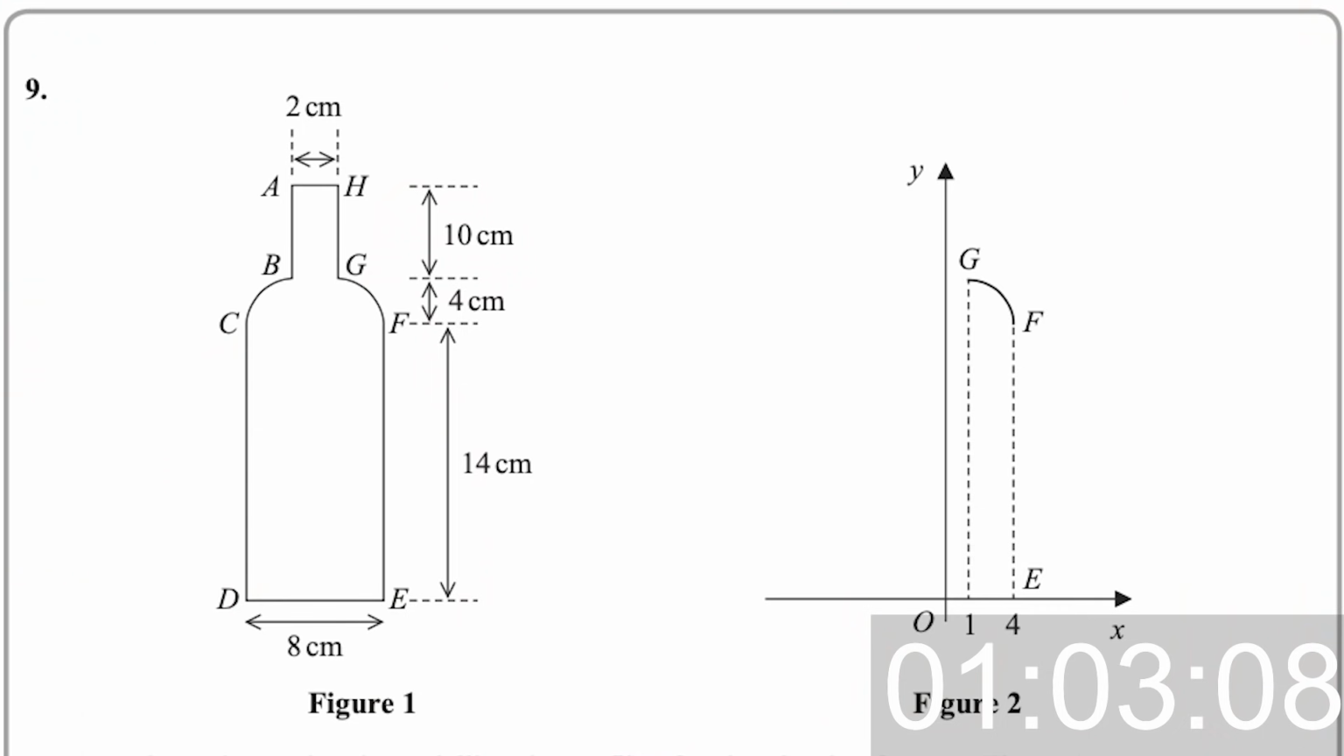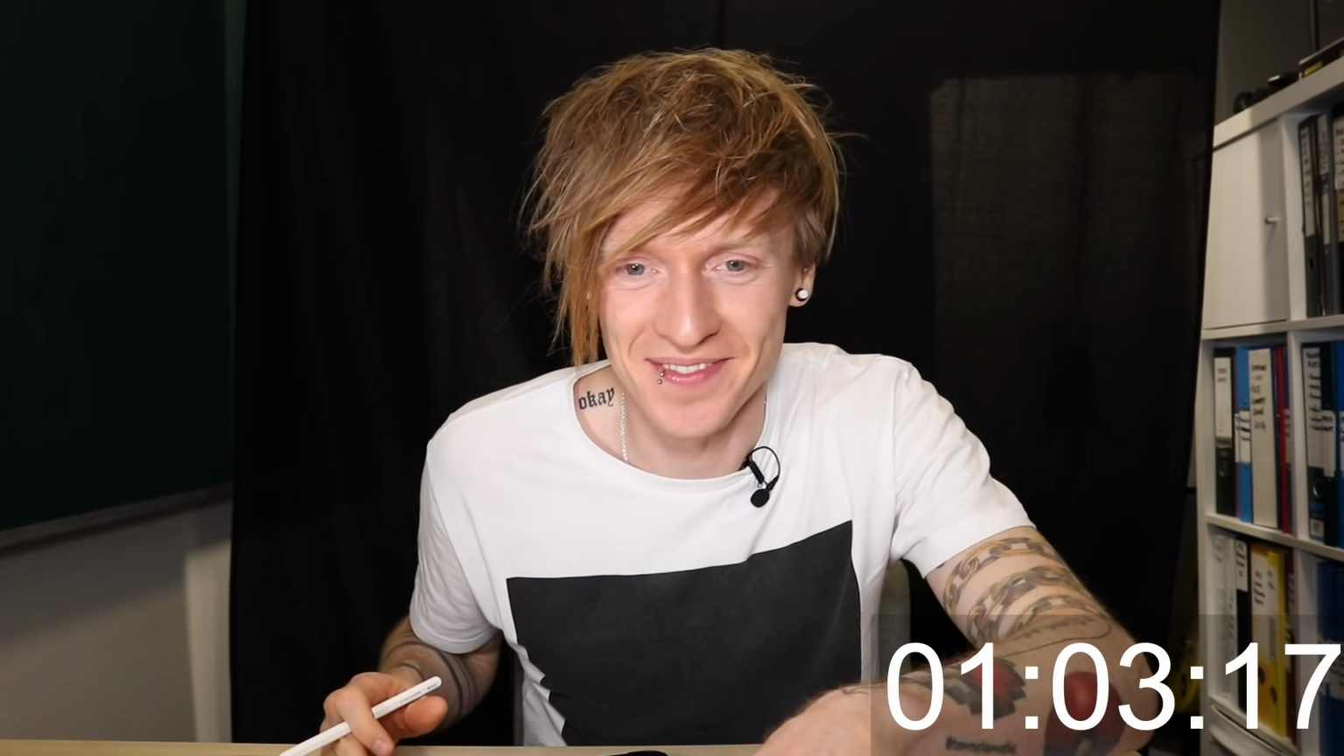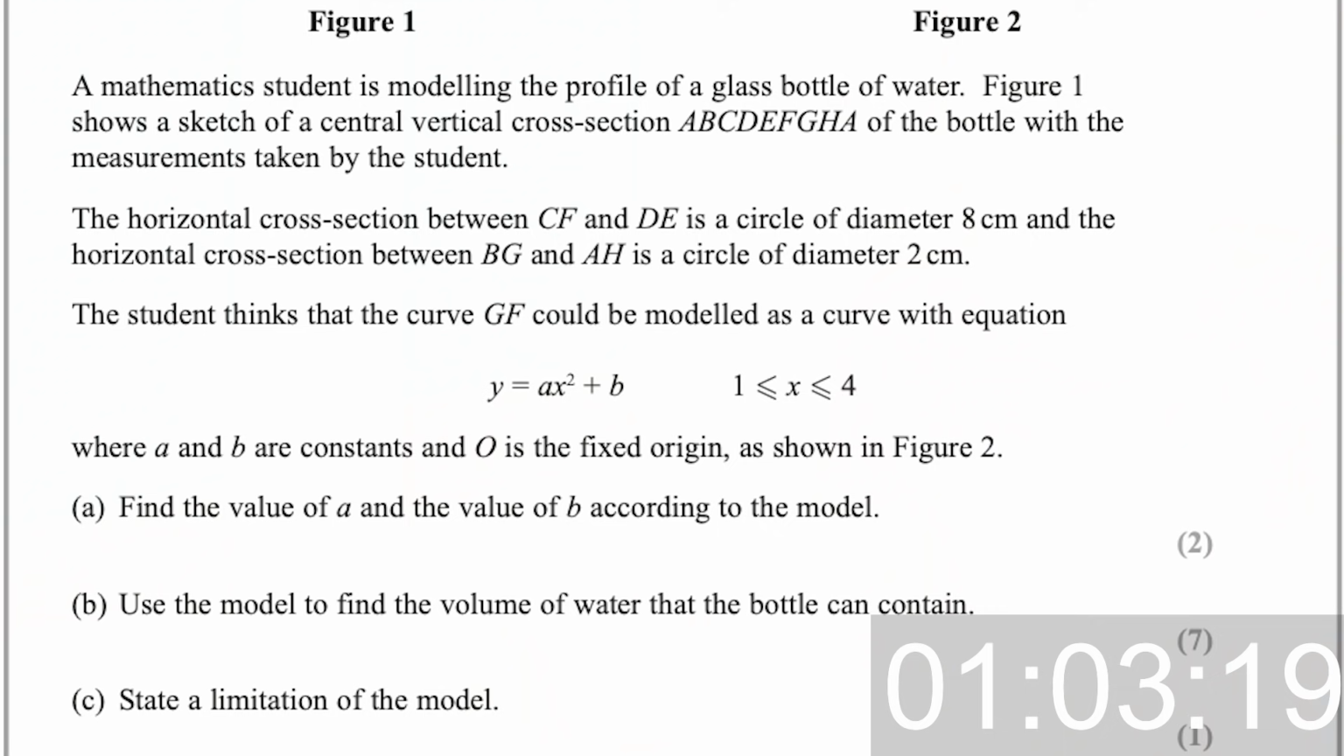Final question, question 9. Okay. This has been a slog. All right. I'm excited it's the last question. What have we got? Ooh, looks like a bottle of wine. I could do with a bottle of wine after this, or beer. Any beverage is fine. A glass bottle of water.